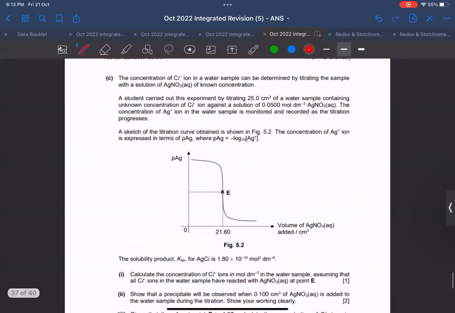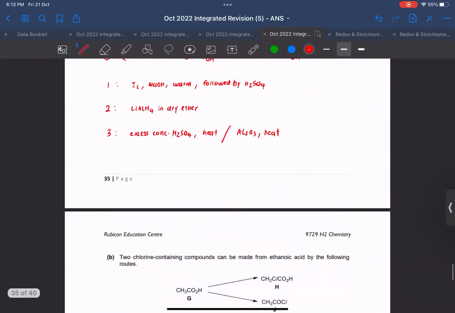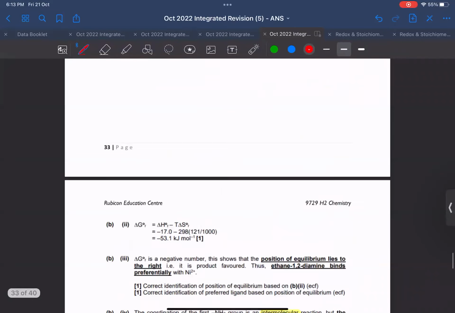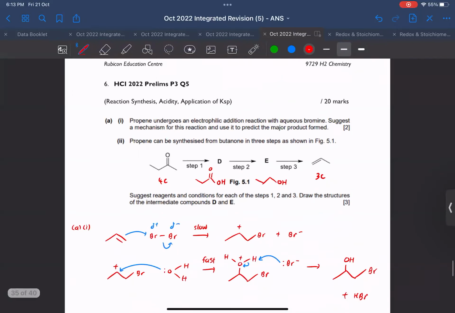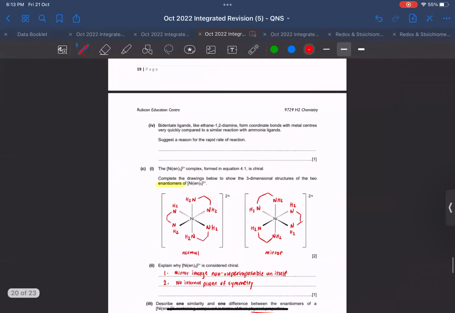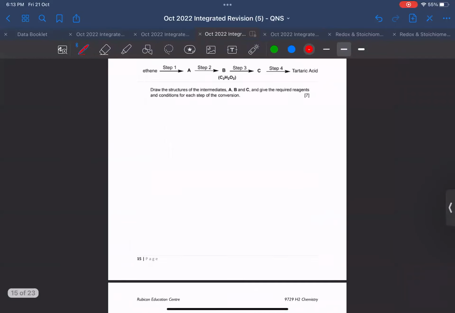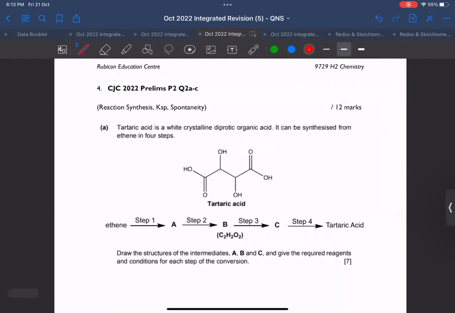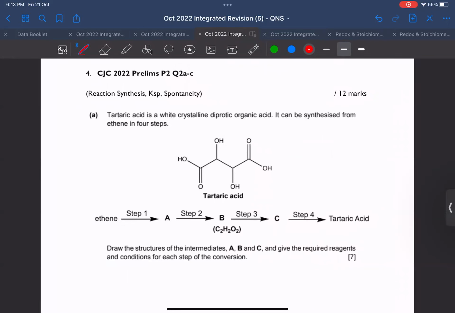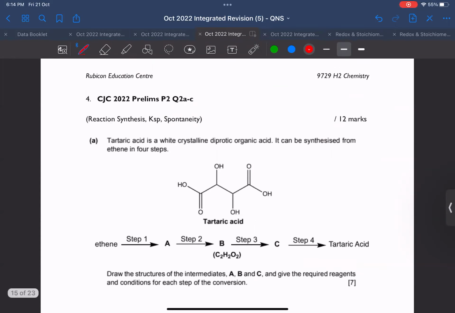I want you guys to try the last 2022 question that we haven't done yet. Where is it? It's question 4. I want you to try question 4, but just do part A first. So 4A, this synthesis pathway. I'll give you about 8 minutes to try to solve this synthesis question.